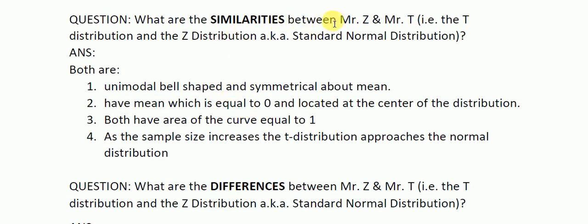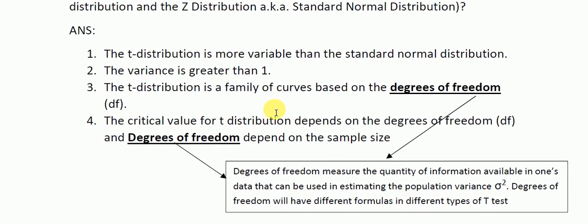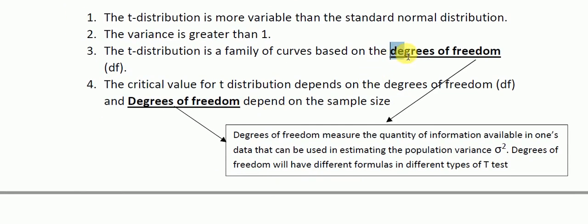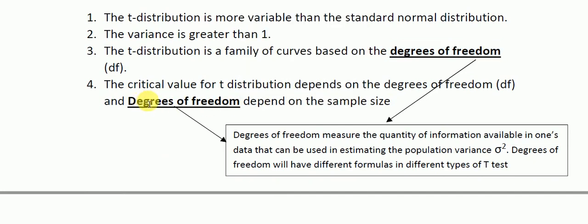So these are similarities between z-test and t-test. These are differences between z-test and t-test. If you want to go over them, you can. Okay. So there is something called the degrees of freedom, and we'll see them in all the formulas pertaining to the t-test. So we did not see this thing before, but now we are going to see them. So degrees of freedom measure the quantity of information available in one's data that can be used in estimating the population's variance. Variance is given by sigma square or the square of the standard deviation.